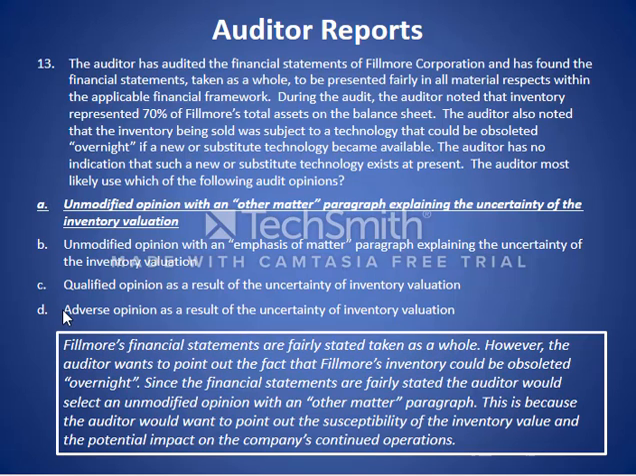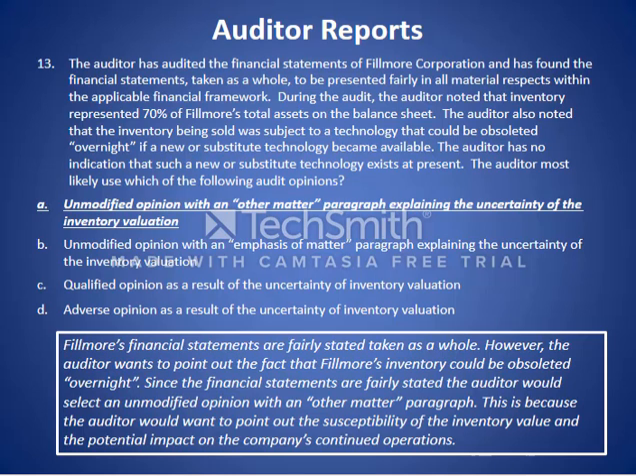So we have the difference between an unmodified opinion with an emphasis of matter paragraph or an unmodified opinion with an other matter paragraph. And again, if we remember going back to our initial presentation, we said an other matter paragraph is when the auditor wants to point out something that is important as a result of the audit, but that information is not referenced in the financial statements themselves. So that would fall under the other matter paragraph.